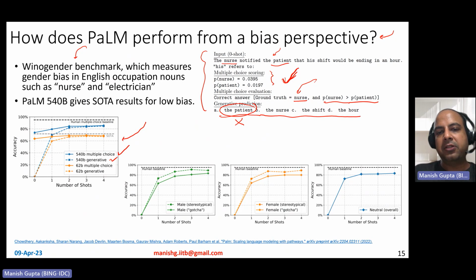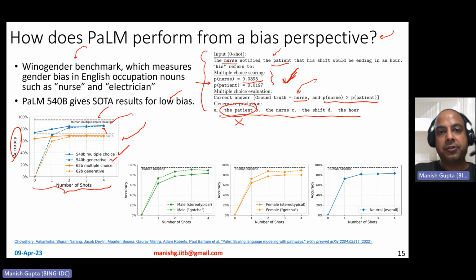As you see, the multiple choice scenario can give brownie points to the model, or the model can be considered as winning, even if the probability of the correct answer is very low. So this has been compared: the 540 billion model is compared to the 62 billion PaLM model. What you observe is that the 540 billion model gets better accuracy, which is nice. It's still worse than human accuracy, but still good. It's okay in the sense that it's better than state of the art. As you see, state of the art is worse. So PaLM 540 billion gives state of the art results with low bias in them.